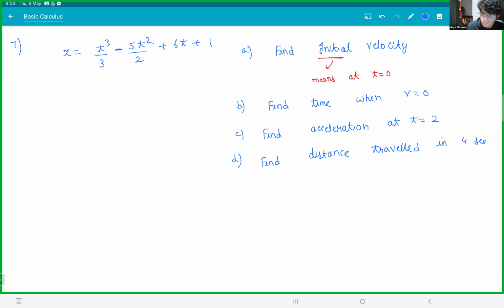Sir, if you say I'm giving you very straightforward integration, differentiation... Arya, sir, I have a doubt. In the second part, let's take a case in which the time comes out to be a negative value for v equal to 0. Meaning the situation which you're asking happened in the past.